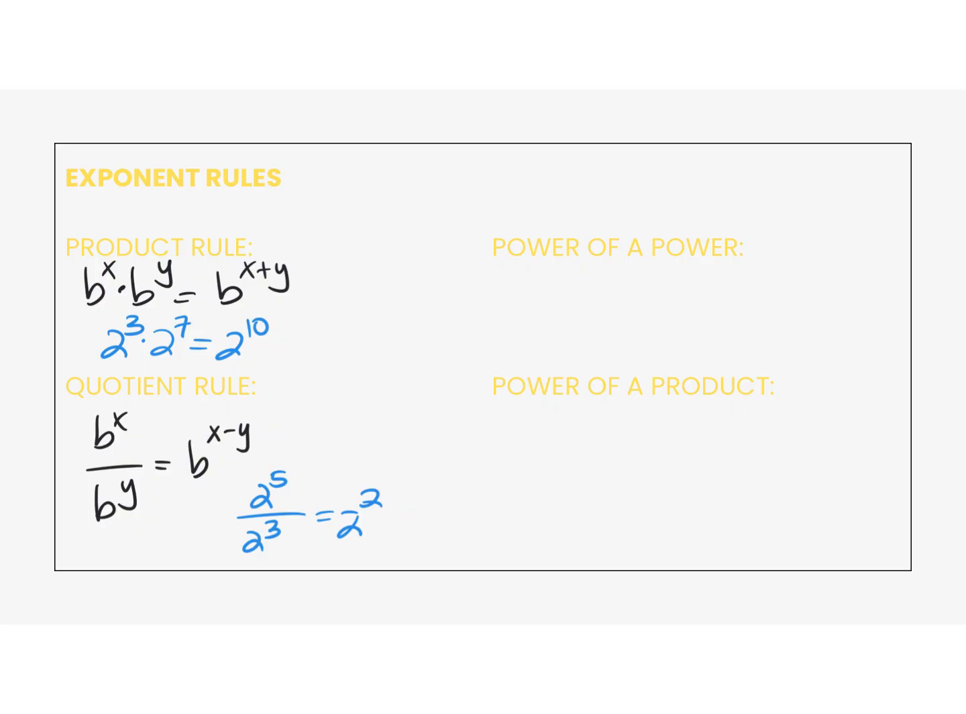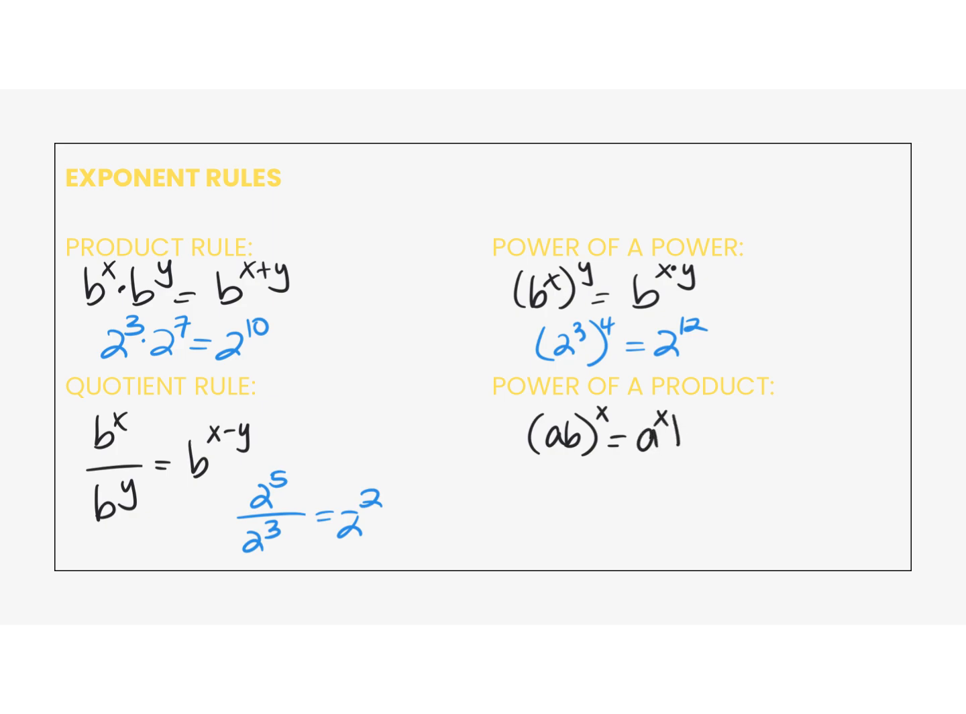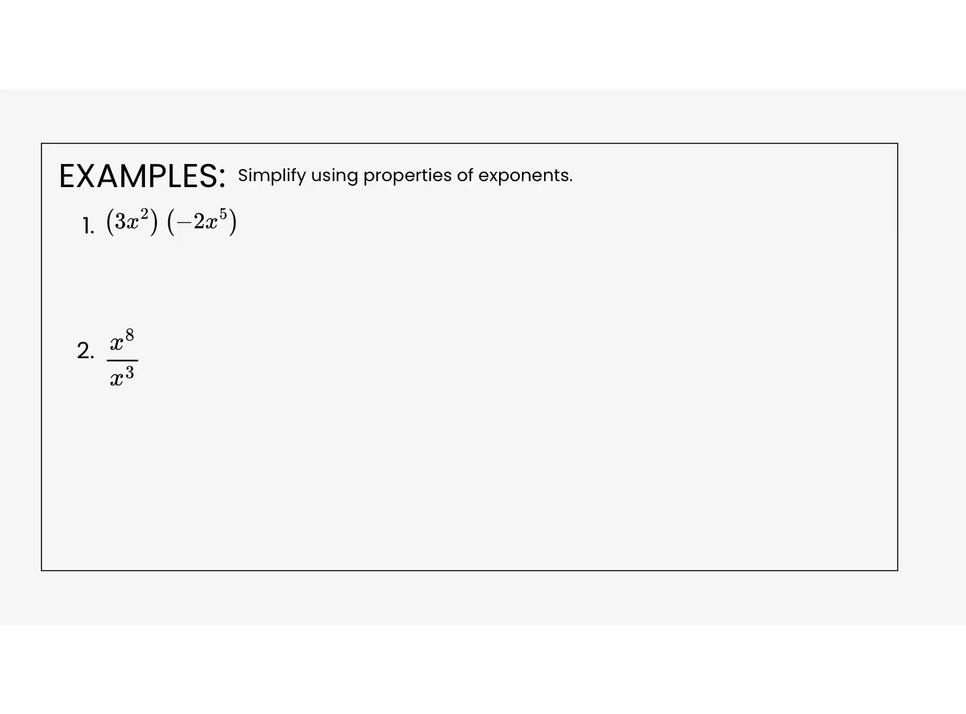Okay, I can also have power of a power. So if I take b to the x to the power of y, that's the same as multiplying those exponents. So 2 to the third to the fourth is really 2 to the 12th. And then power of a product just says if I have a times b both to the x power, that's a to the x power times b to the x power. So 2 times 3 to the third power is really 2 to the third times 3 to the third. Okay, let's look at some examples of using those properties to simplify these expressions.